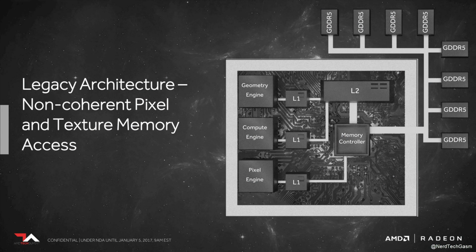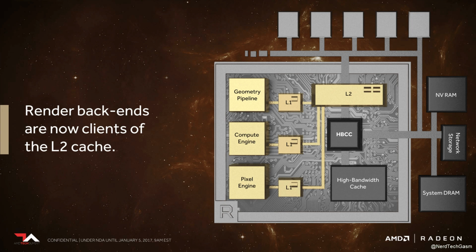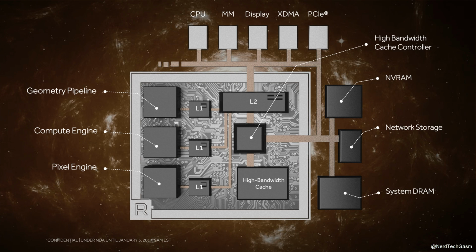The last major change in Vega is the shift to coherent pixel and texture memory, where the render backends become a client of the large L2 cache. In game engines that use render to texture or deferred shading, this is a performance and power efficiency gain. Most modern game engines are actually deferred, so this change is much needed for gaming and in particular for VR performance.